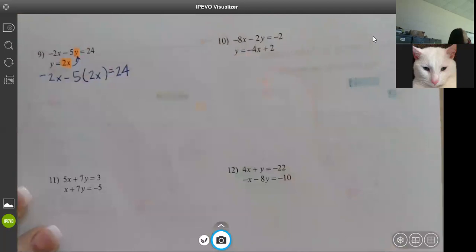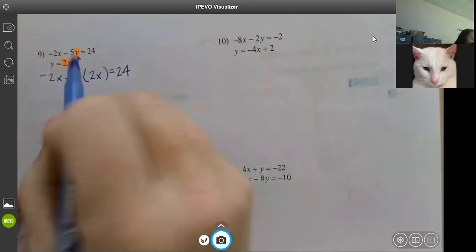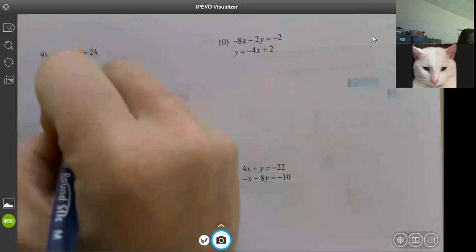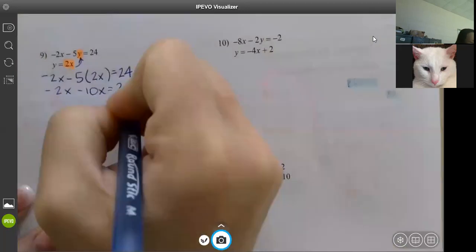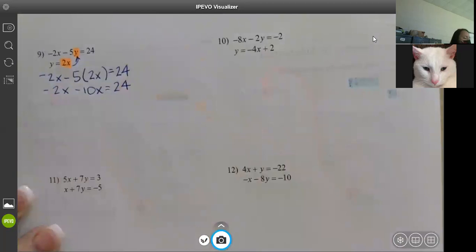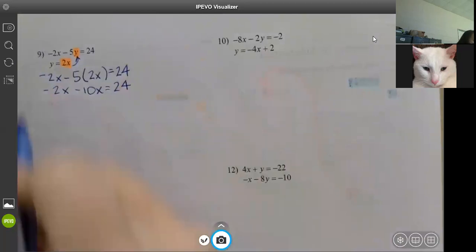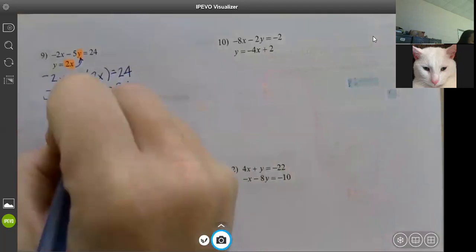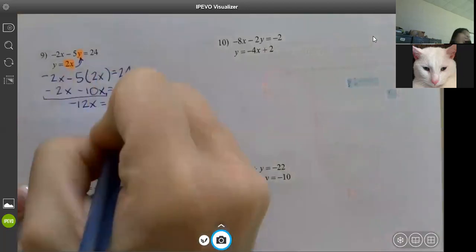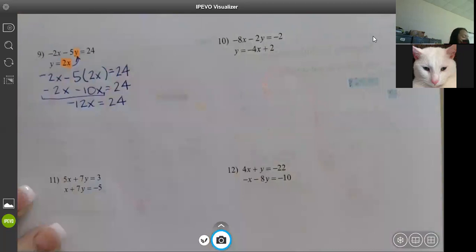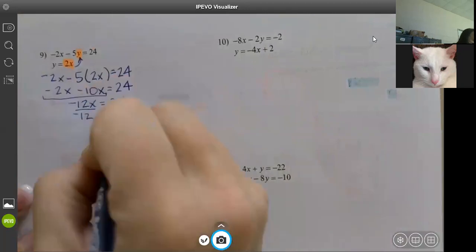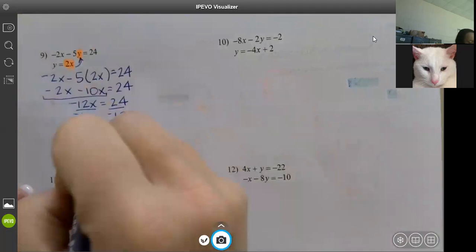We have parentheses, so we need to distribute or multiply. What is it? Negative 5 times 2x. Negative 10x. Don't forget your x. Add your like terms. Negative 2 minus 10 is negative 12x, which equals 24. Last step. Divide by that negative 12 and watch your signs. And I get negative 2.